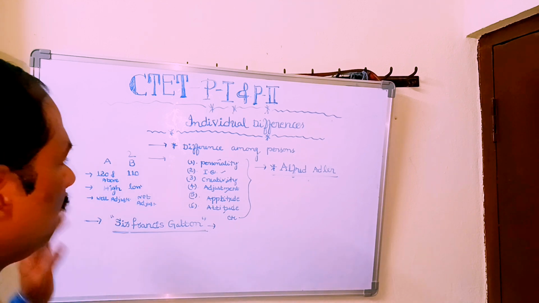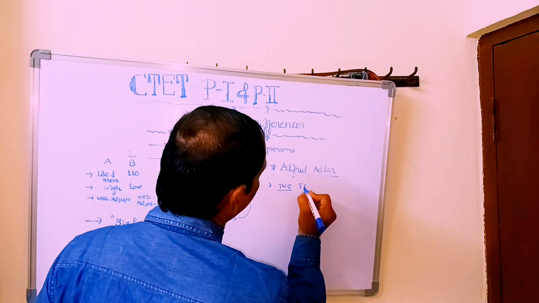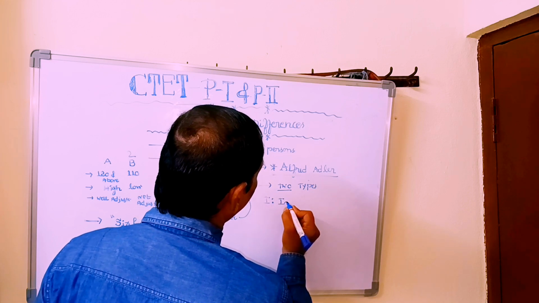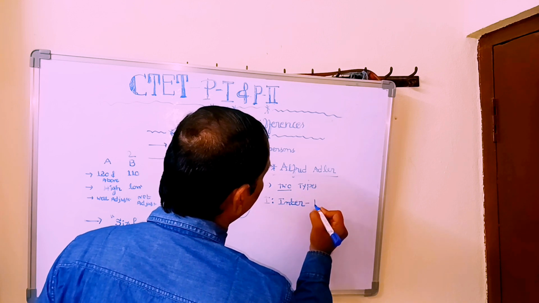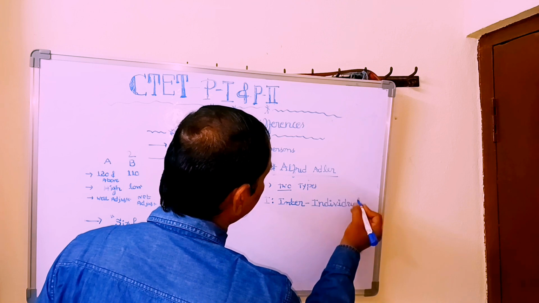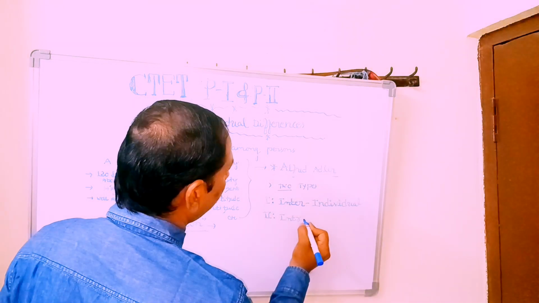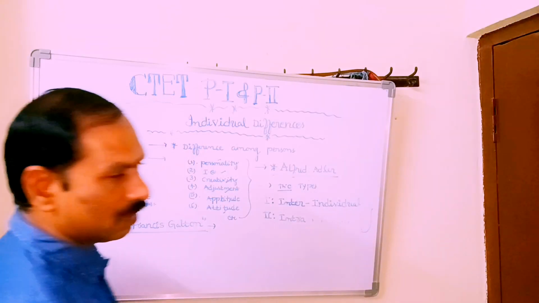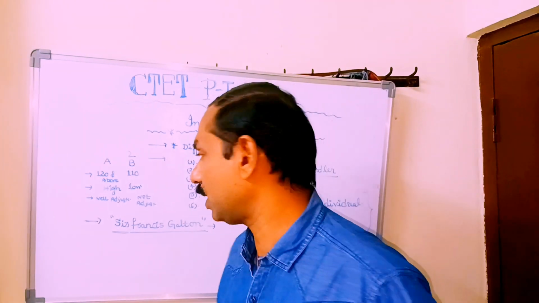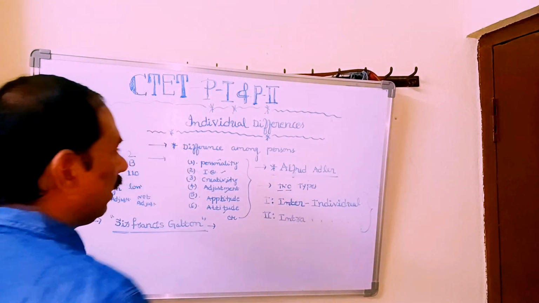Individual differences are majorly classified into two types, namely number one, inter-individual differences, and next one, intra-individual differences. We are coming to the first one, inter-individual differences.